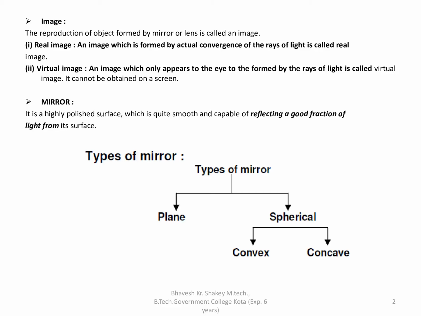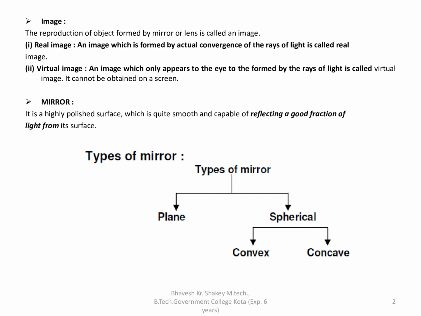So what is a real image? An image which is formed by actual convergence of the rays of light is called a real image. It means when the rays of light coming after reflection from a mirror or refraction through a lens actually meet at some point, then the image formed is called a real image. We will study it when we form an image by a mirror. Then you can easily understand by the ray diagram. So here you just remember this definition.